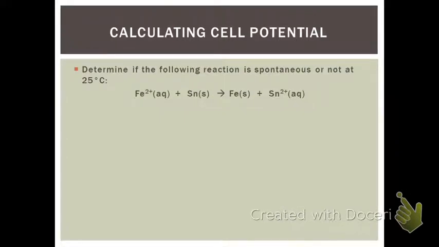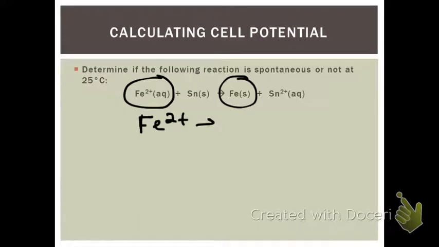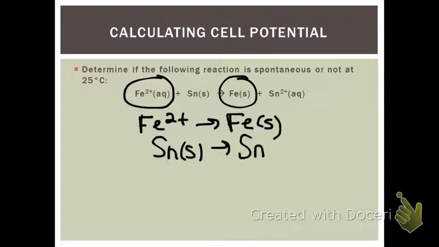Here's another one. Now, in this case, determine if the following reaction is spontaneous or not. You don't have a choice. You don't get to decide which one you're going to leave alone. You have to match this reaction. If they give you a reaction, you have to match it. So my suggestion is that you split it into two half reactions. So Fe2+ becomes Fe solid, and Sn solid becomes Sn2+.